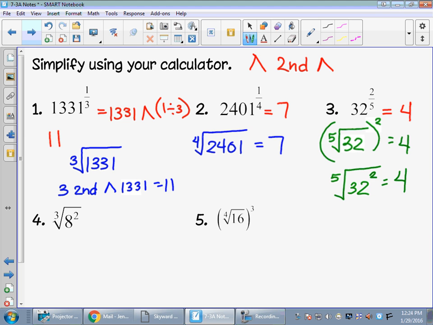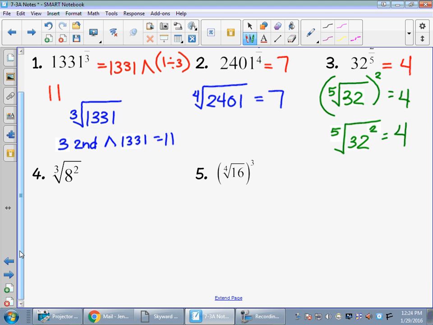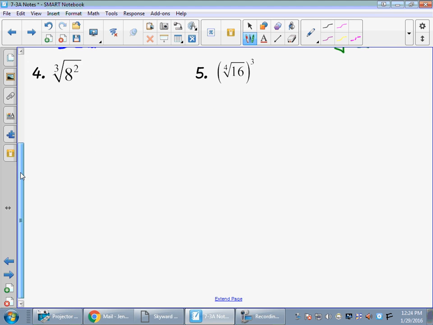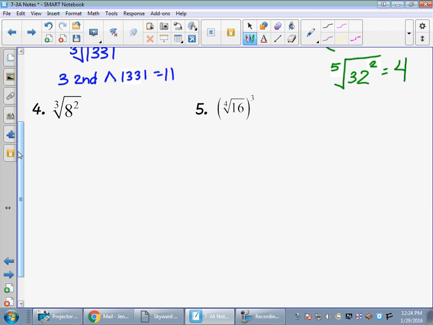Okay? Number 4, I just want to show you how you can do this by hand. It's a little smaller numbers. I don't need my calculator at all. If I have the cube root of 8 squared, that is the cube root of 64. And I know that the cube root of 64 is just 4 times 4 times 4. But if you don't like that, go ahead and use your calculator. You should get 4 for number 4.